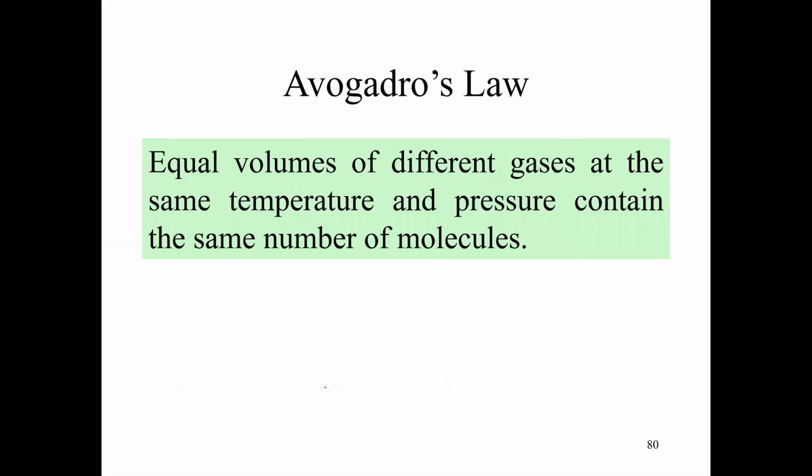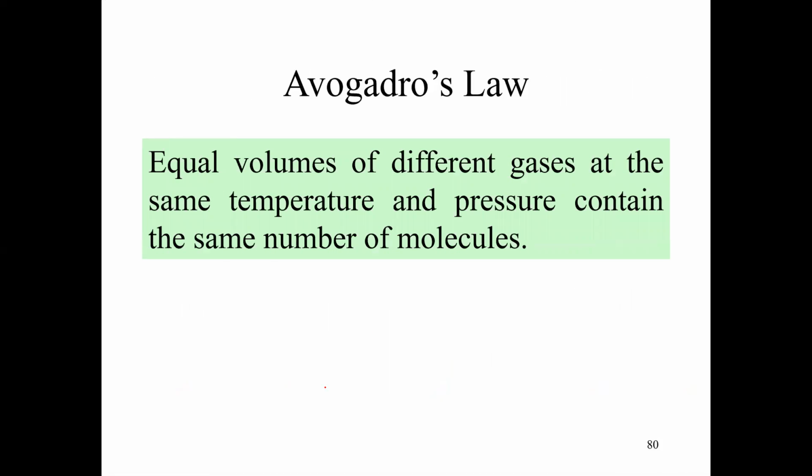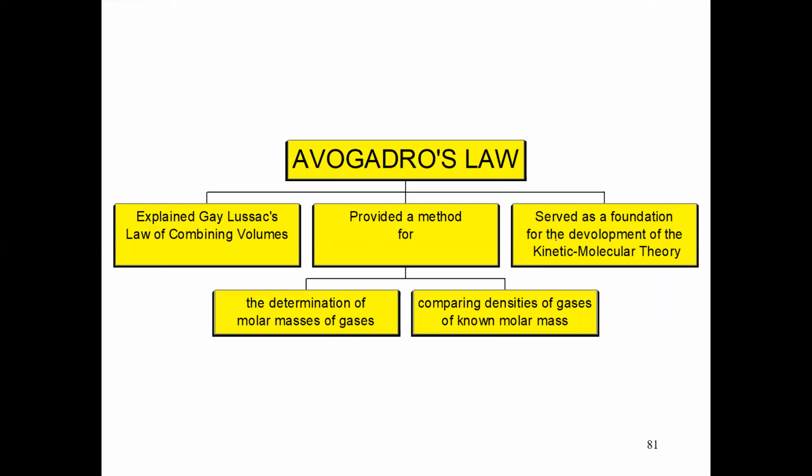Avogadro's: equal volumes of different gases at the same temperature and pressure contain the same number of molecules. So basically you have equal volumes, same things. So essentially in this case, same temperature and pressure, you have the volume equals n times the constant k. That's what I was referring to before. So basically it explained the gas laws of combining volumes and served as a foundation for the kinetic molecular theory. And you get the determination of molar masses and densities associated with that.